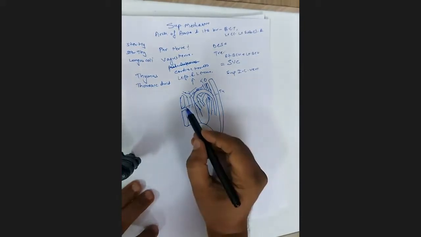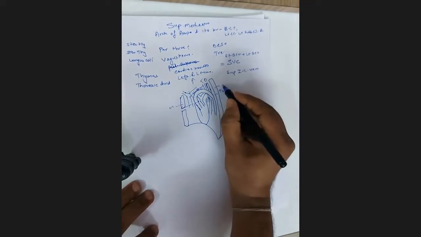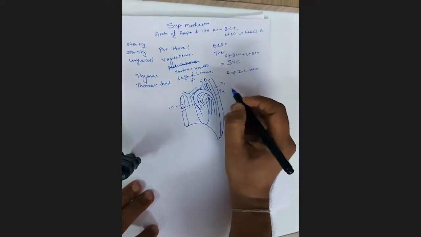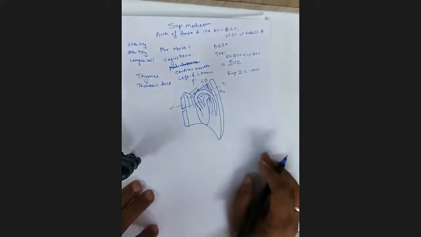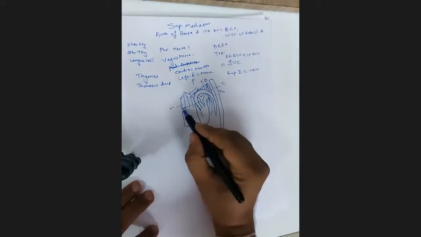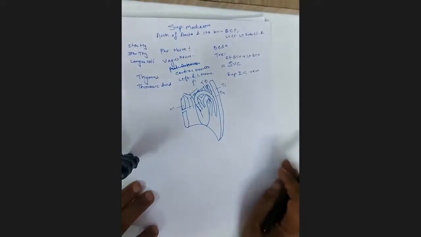Boundaries of the superior mediastinum: anteriorly it is bounded by the manubrium, posteriorly by the T1 to T4 vertebrae. On each side is the mediastinal pleura, superiorly the suprapleural membrane, and inferiorly an imaginary line passing from the angle of Louis to T4. And these all will be the contents of the superior mediastinum.